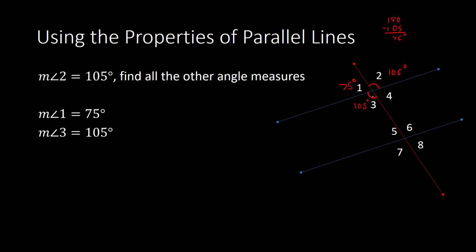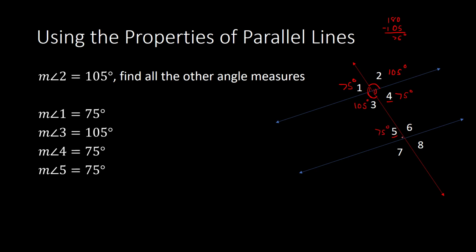Then angle 4, we know is a vertical angle to angle 1. So angle 1 and 4 are vertical angles, so those are going to be congruent. So if angle 1 is 75 degrees, angle 4 would also be 75 degrees. And then angle 5 we can find very quick using our property that says that alternate interior angles are congruent. If angle 4 is 75 degrees, then angle 5, the alternate interior angle, would also be 75 degrees.